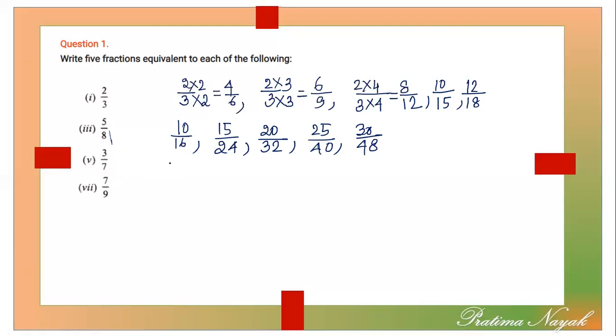3 by 7. I'm multiplying 2: 6 by 14. Multiplying 3: 9 by 21. Multiplying 4 in both numerator and denominator, you will get 12 by 28. Multiplying 5 in both, you will get 15 by 35. Multiplying 6, we get 18 by 42. The rest of the part I have written for you, you will do it.